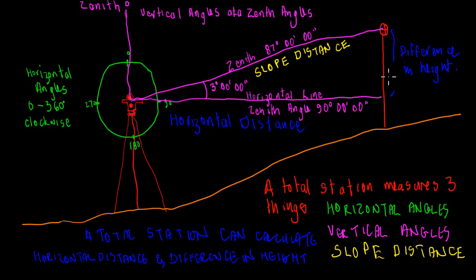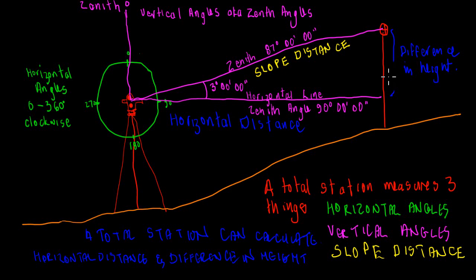So vertical angles I'll talk about in a minute. Horizontal angles are sometimes referred to as bearings, but horizontal angles are usually measured in the horizontal plane, and they're measured from 0 clockwise, from 0 to 360. So the total station can measure the horizontal angle, or horizontal angles, between marks.